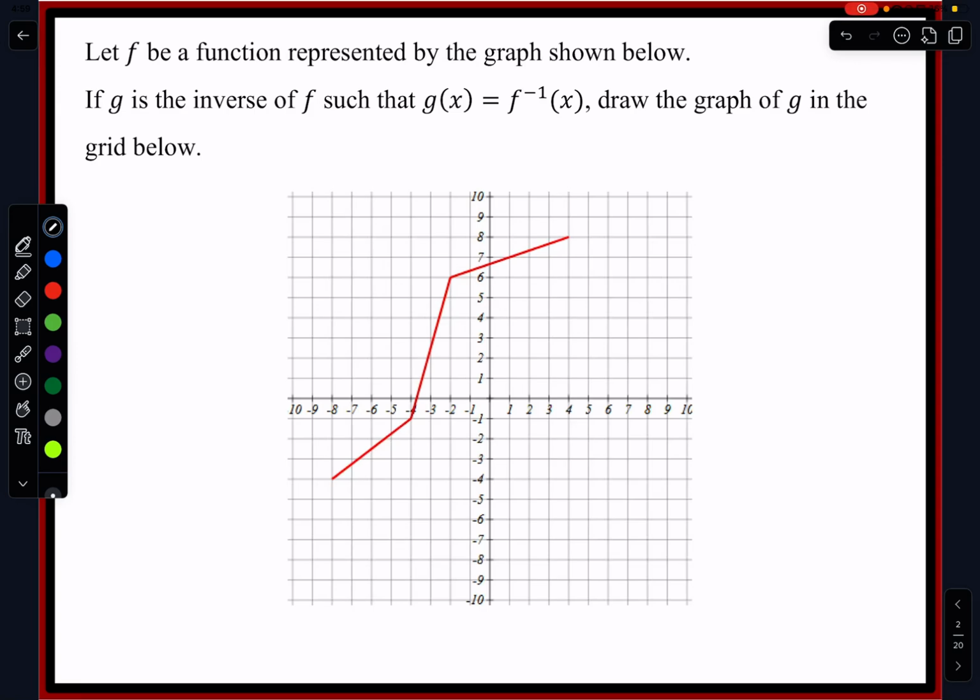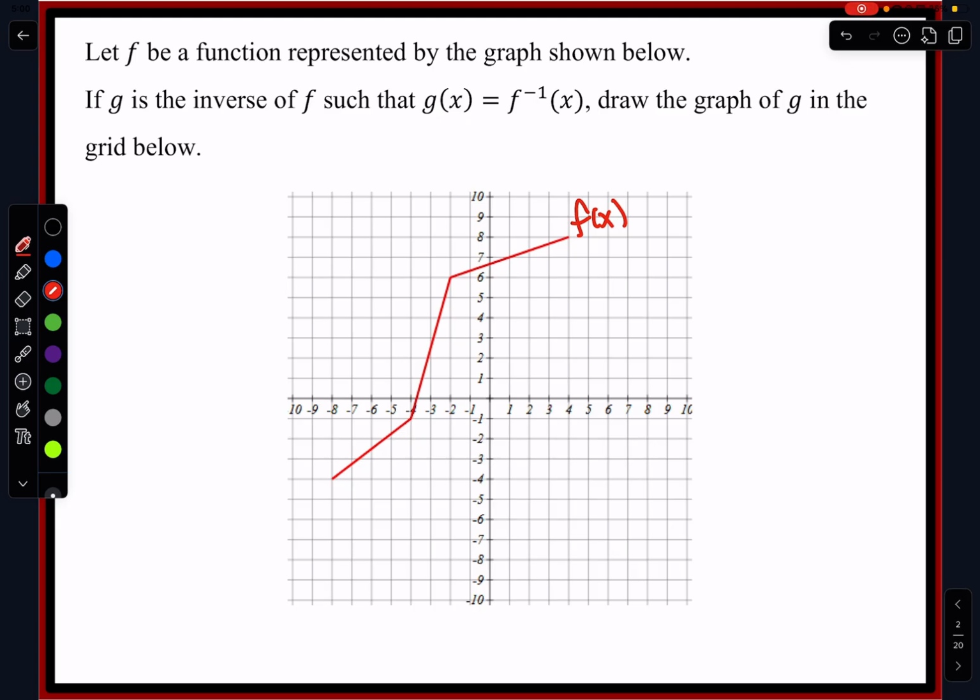In this example, I'm going to provide you again the assistance in answering a question very similar to the one that you have for homework. We begin by reading here that f is a function represented by the graph shown below. So this graph represents the function f of x. And our objective here is to draw the graph of g, given that g is going to be the inverse of this. So all we want to do is draw the inverse of this.